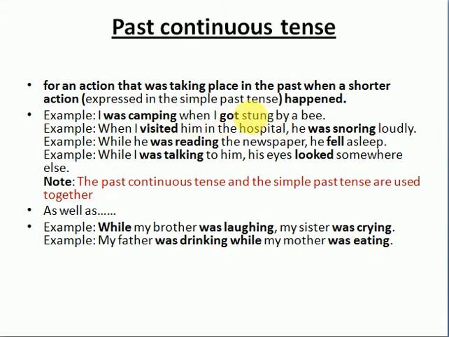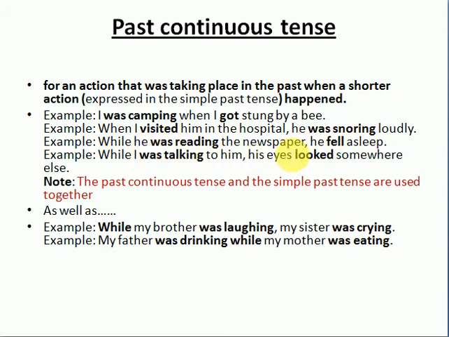we use past continuous for the shorter action. For example, I was camping. This is what was going on at that time when I got stung by a bee. When another thing happened. And for that another thing, we use the past simple. When I visited him in the hospital, he was snoring loudly. This is what he was doing. This is what was going on at the time when this thing happened.